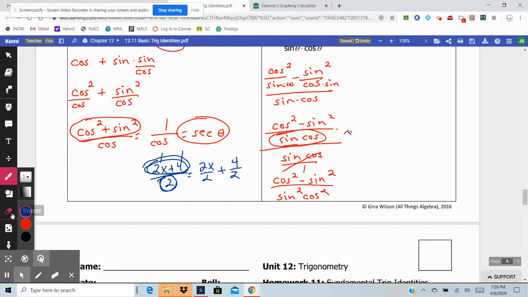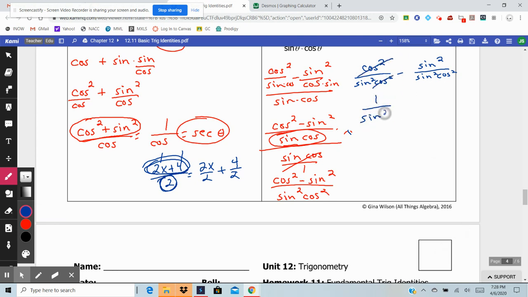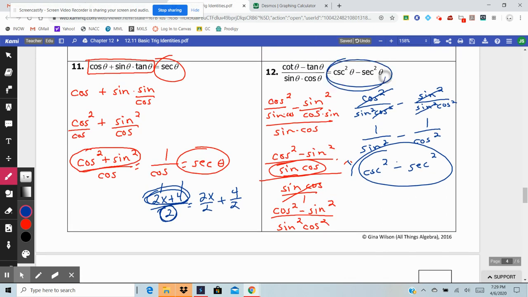So I'm going to divide both of these: cosine squared divided by sine squared cosine squared, minus sine squared divided by sine squared cosine squared. And look what happens. Cosine squareds will cancel here and leave you with 1 over sine squared, minus sine squareds cancel here and leave you with 1 over cosine squared. I know that 1 over sine is cosecant, so that'd be cosecant squared minus, 1 over cosine is secant. So it leaves you with cosecant squared minus secant squared, which is what you're looking to turn that into.